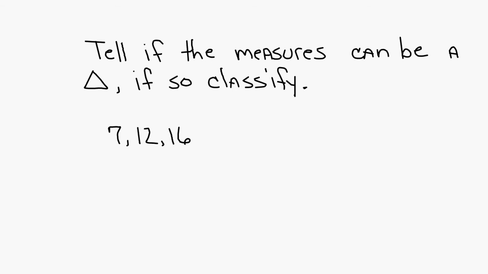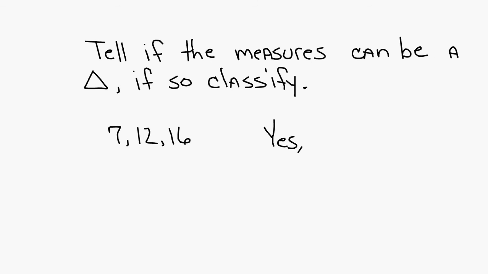Remember your test for a triangle? You take the two smallest and add them together, and they need to be greater than the third side, right? Yeah. Okay, so 7 plus 12 is 19. It's bigger than 16. This will make a triangle. So the first part of the question is, tell if the measures can be a triangle. Yes, they can be a triangle. The second part is to classify it.